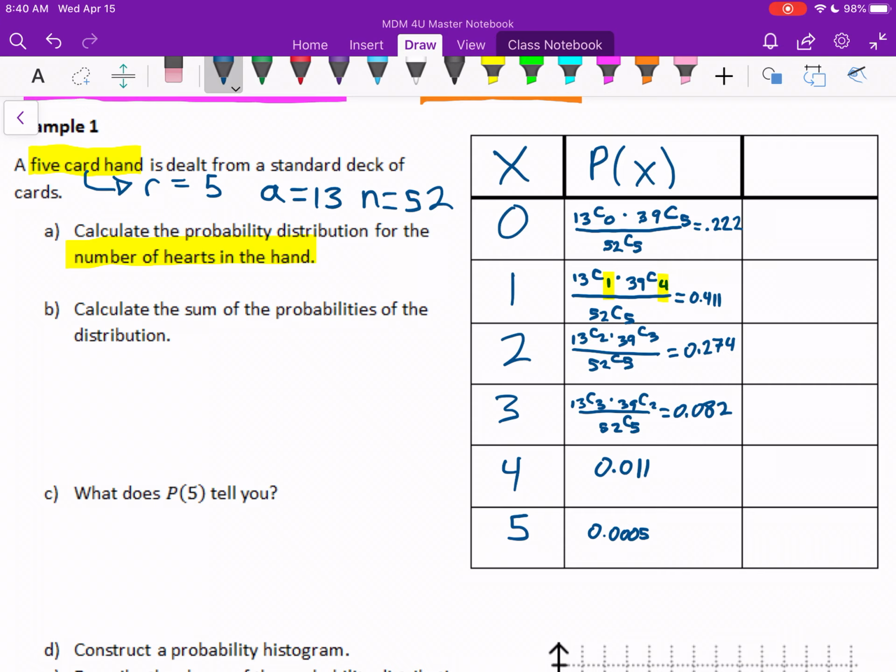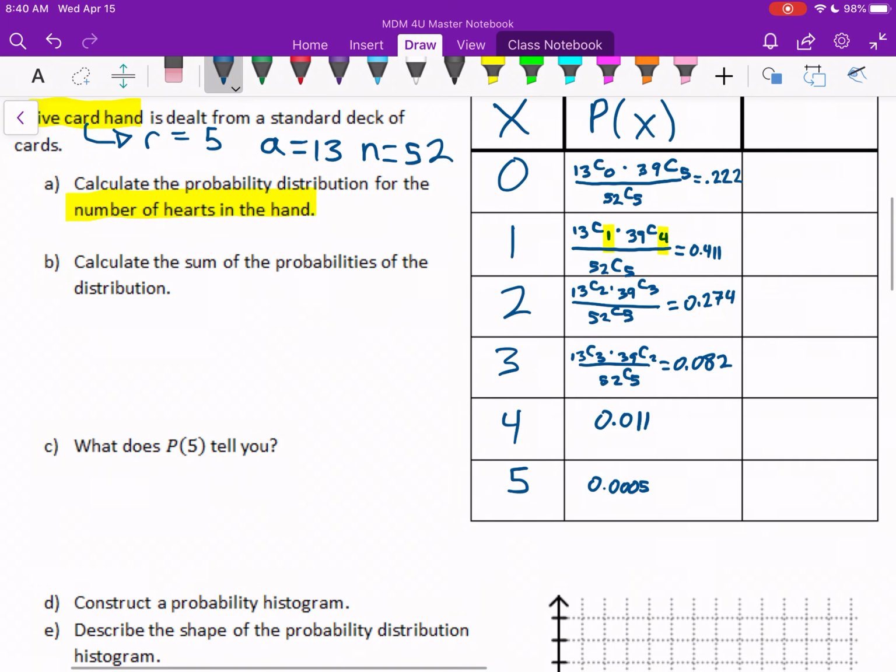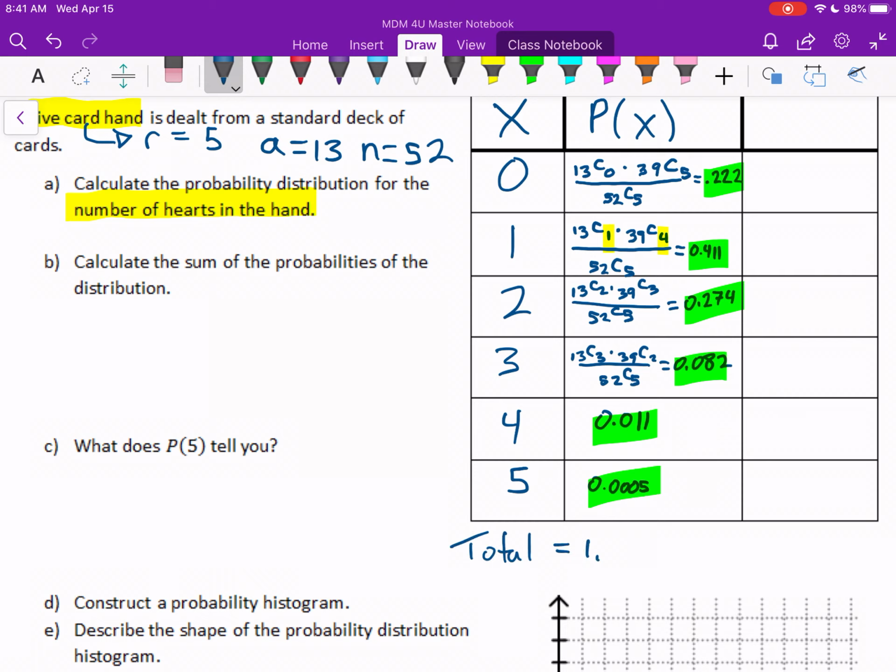So that's the distribution. Part B, calculate the sum of the probabilities. If you were to add these all up, 0.222 plus 0.411, I'm just going to add up my different probabilities here, plus 0.274 plus 0.082 and 0.011, 0.0005. What I get when I add those all up is 1.0005. So in other words, there's a slight rounding error I've introduced in here, but basically it equals 100%. It equals 1.